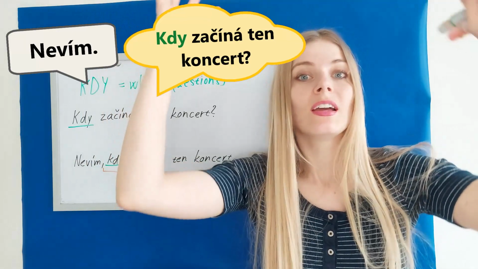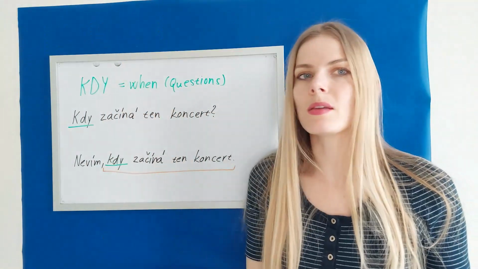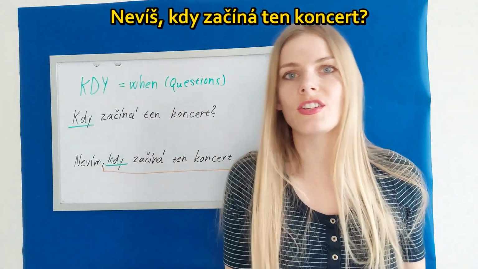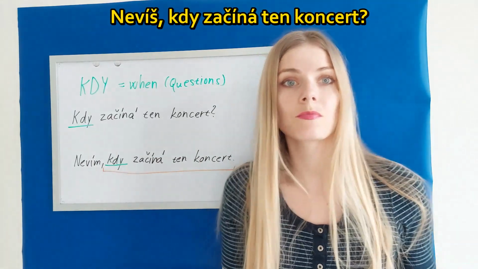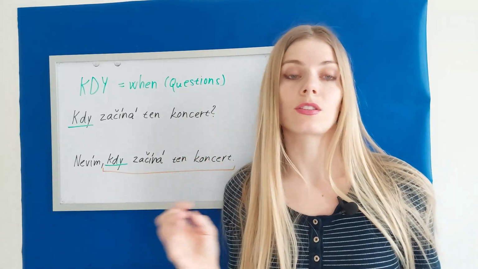Now we put it together. Nevím, kdy začíná ten koncert. It would be the same if I add something before the question. Nevíš, kdy začíná ten koncert? Do you happen to know when the concert begins? So remember, kdy is used in questions, in direct or indirect questions.